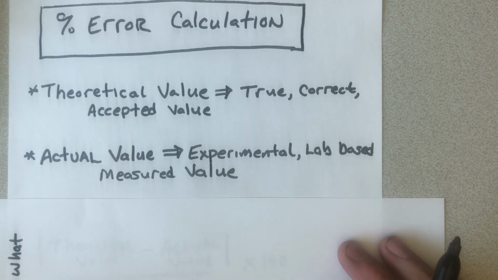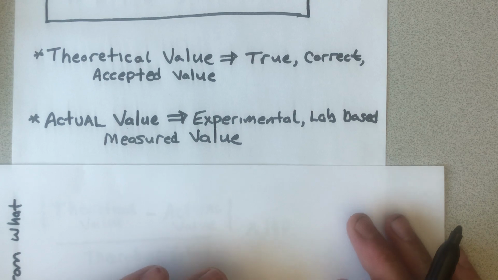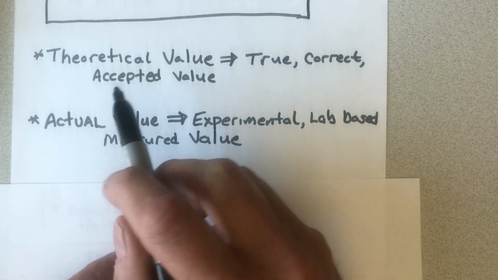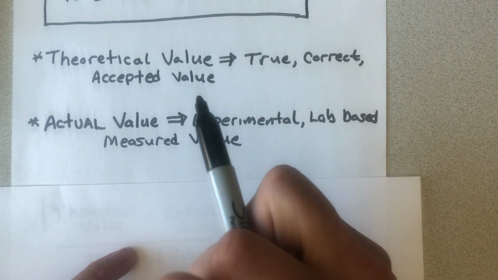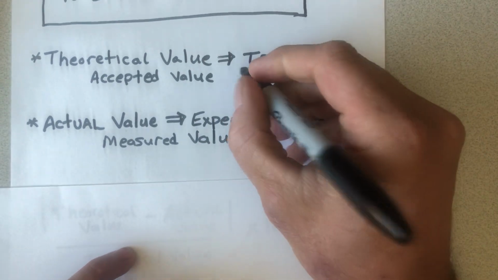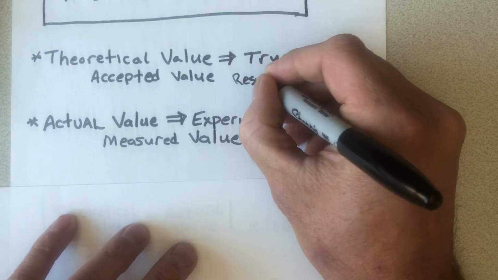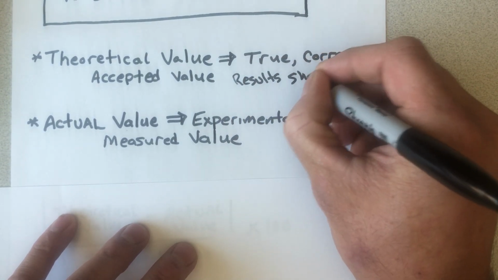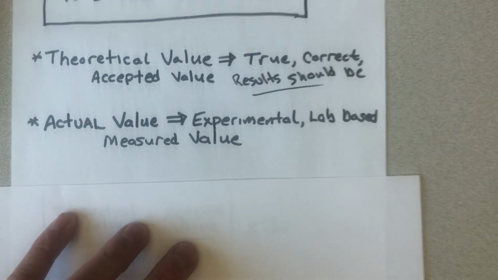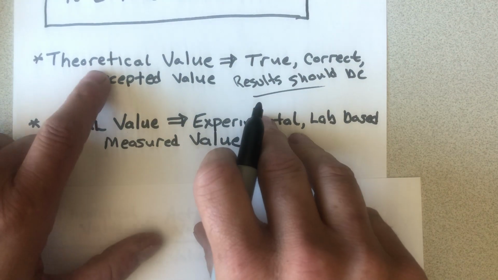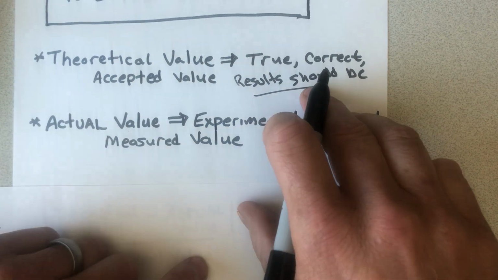Theoretical value and accepted value. These are really important to keep straight and know which one's which. Theoretical value, this means it's the true, correct, or accepted value. These are what the results should be. I might even write that in here. Okay, that's a good way to think about it. The result should reflect the theoretical value. That's what the result really should be, okay?